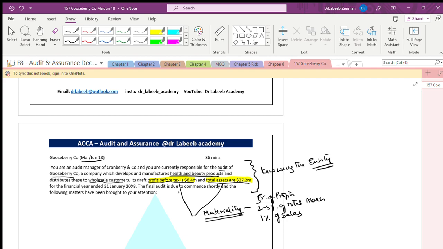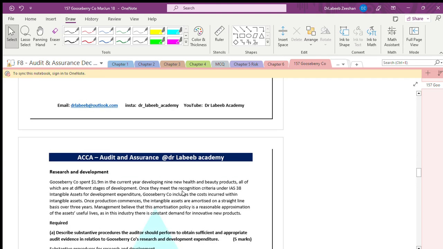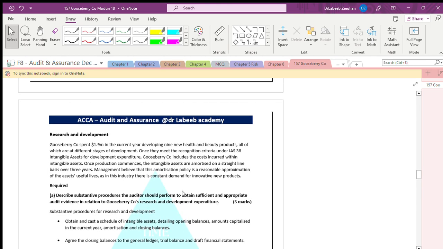The final audit is due to commence shortly, and the following matters are brought to your attention. Okay. Now we will take that profit before tax and total assets. People have told that we would need substantive procedures, and it is a little bit difficult compared to others, because you have to be very specific. But once you go through this video, I assure you that you will have a clear understanding of what we are doing.